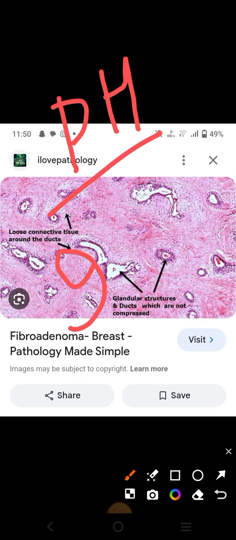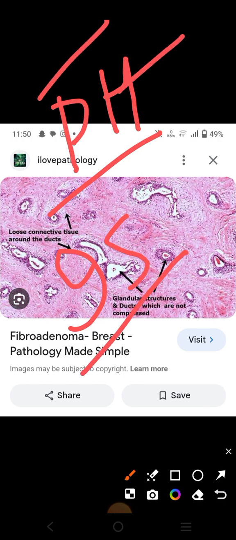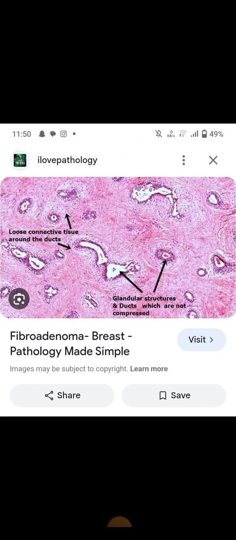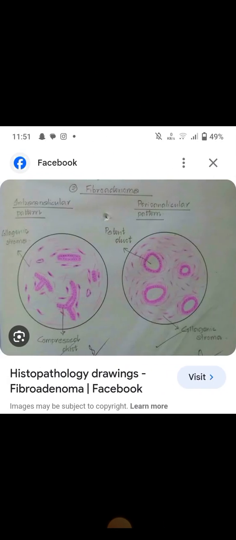Intracanalicular starts from I and soft starts from S. So pericanalicular is a hard tumor and intracanalicular is a soft tumor. First of all, let me show you a somewhat easier picture.